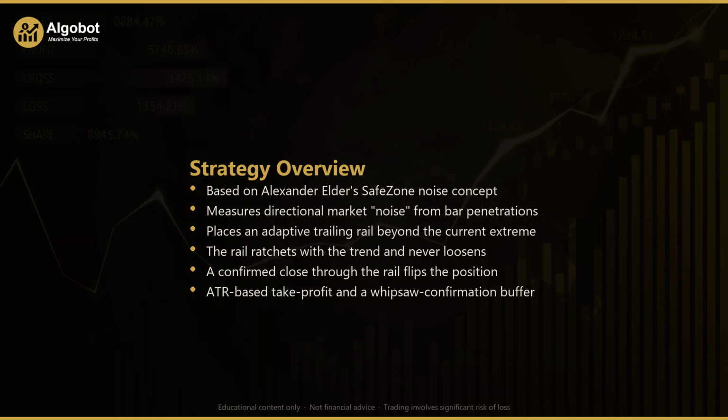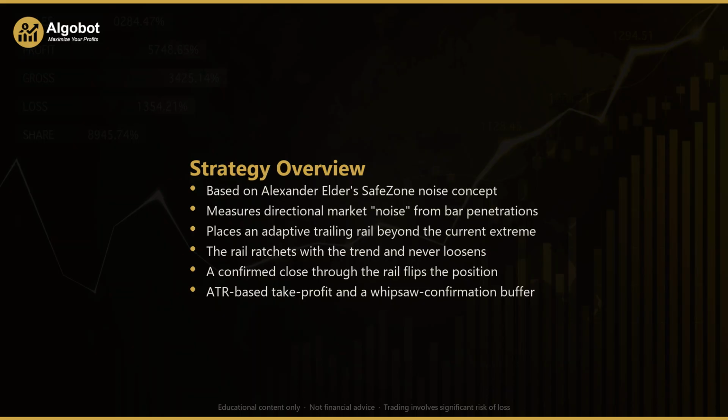The engine behind it comes from Alexander Elder's SafeZone idea. Elder observed that within every price bar there is a portion that pokes against the prevailing move, and he treated that counter-move as market noise. In a rising market, the noise is the set of downside penetrations, bars that dip below the previous bar's low. In a falling market, the noise is the upside penetrations, bars that push above the previous high. The strategy averages only the bars that actually penetrated, giving it a directional estimate of how much counter-trend wiggle is normal right now. It then places a trailing rail, a chosen multiple of that noise beyond the current extreme. The default multiple is 2.5.